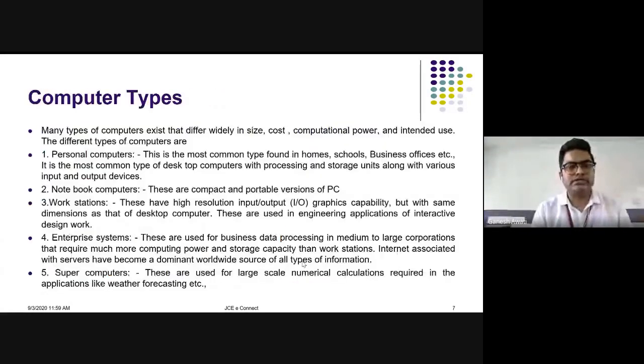We have also discussed the types of computers based on size, cost, computational power, and use. So we discussed personal computers, notebook computers, workstations, then enterprise systems and supercomputers.